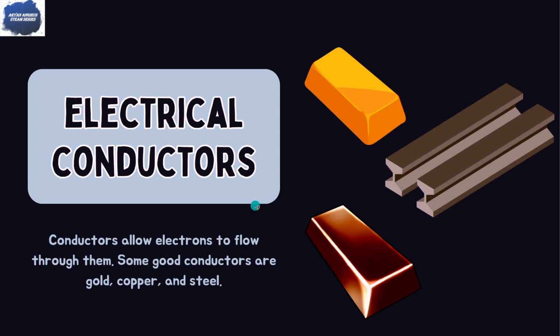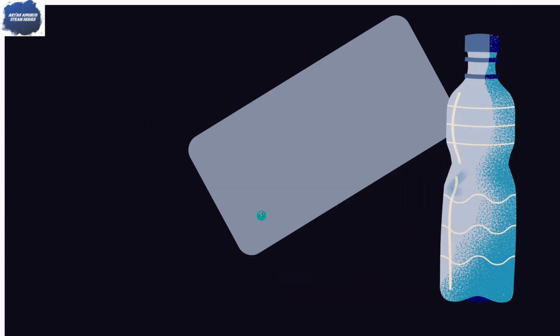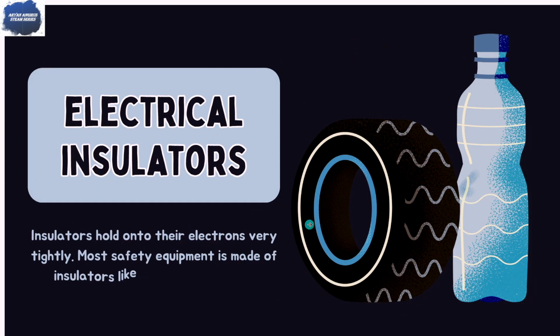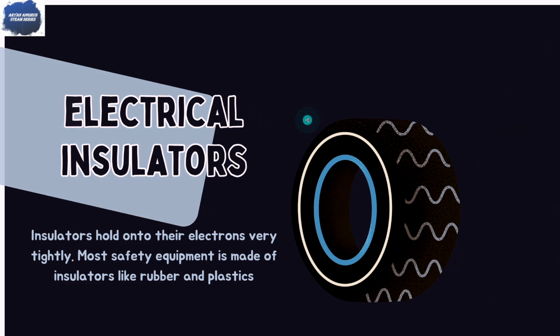And on the outside of the wire, so you don't get shocked, are insulators. Insulators hold on to the electrons very tightly. Most safety equipment is made out of insulators like rubbers and plastics. So on the outside of the wire is an insulator like rubber, to make sure that the electric charge doesn't travel through and shock you.